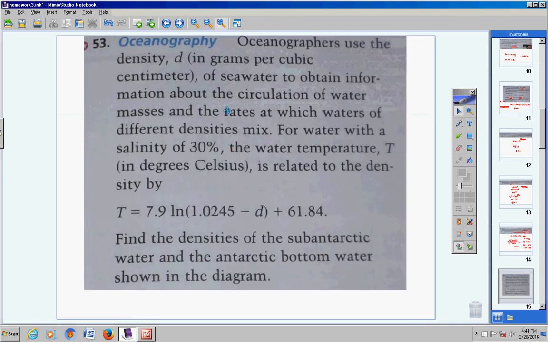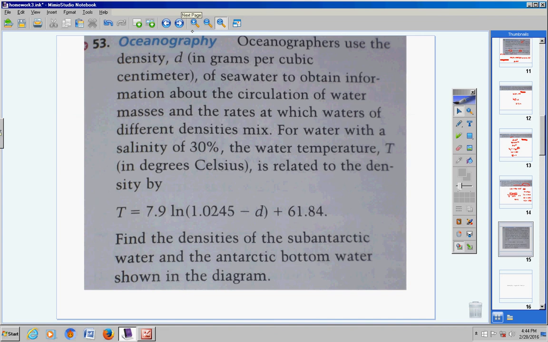We're finally finished. Now in this problem here, you will want to look to the left of the problem. So make sure you're on page 439 and look to the left. You'll see a drawing. We're going to need that figure. Okay, here we go. Oceanographers use the density D of seawater to obtain information about the circulation of water masses and the rates at which the waters of different densities mix. For water with a salinity of 30%, the water temperature T in Celsius is related to the density by this model right here.